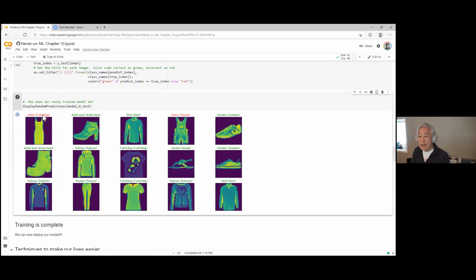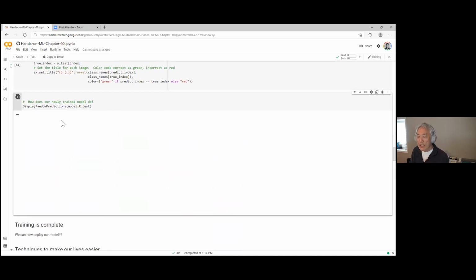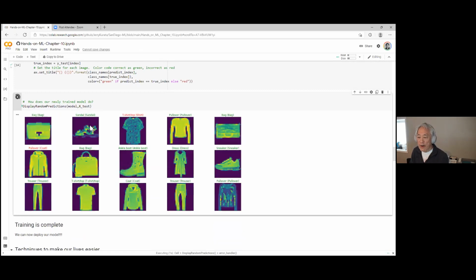Here's a dress, and it thought it was a t-shirt. So it put it in red. So we have two errors here. This dress also should have been trousers. And you can kind of see, given the resolution, I could see how it got messed up. If we run this again, it'll go figure another 10 things. And here it got two wrong.